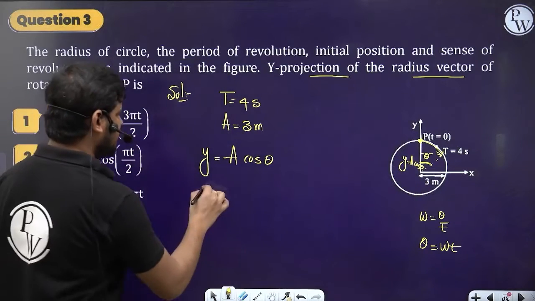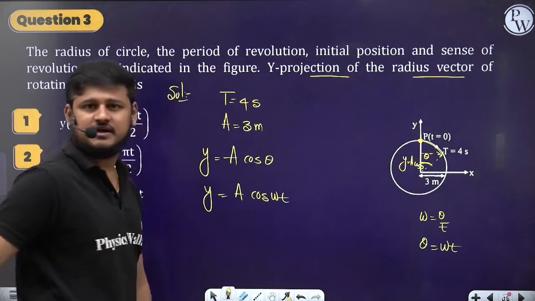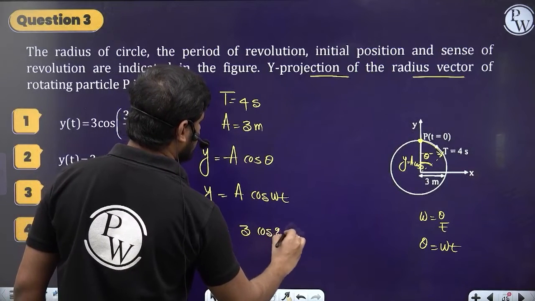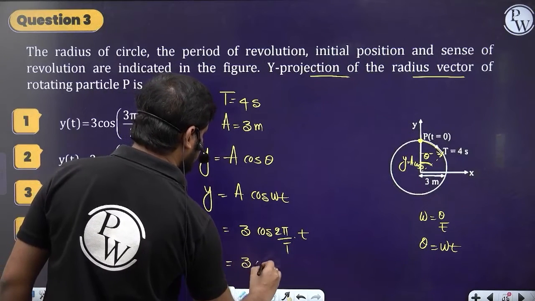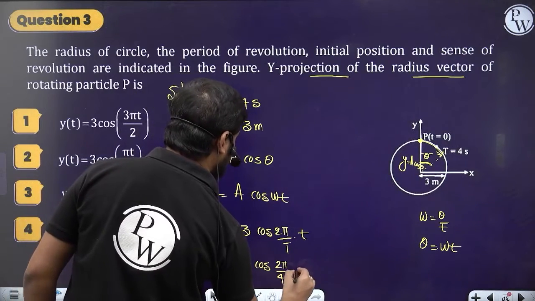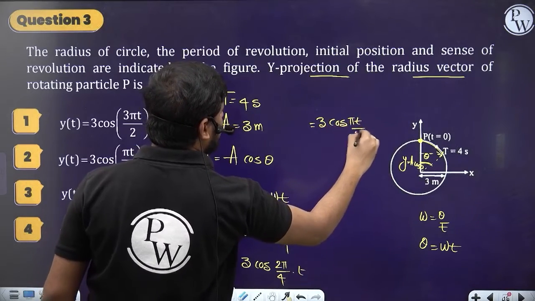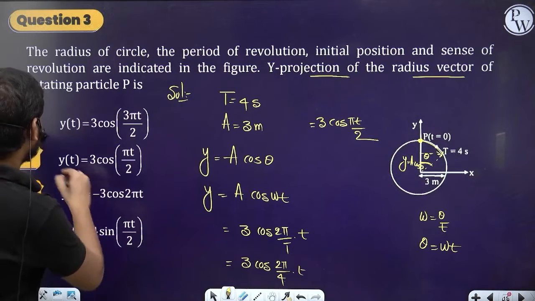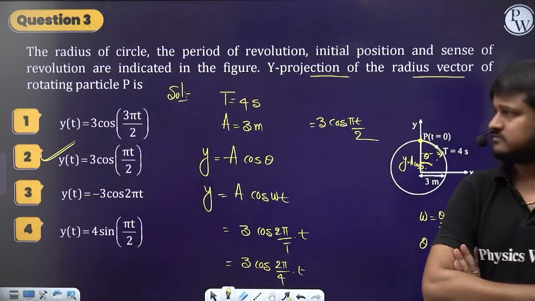Done. So then y is equal to a cos. In place of theta, what can we write? Omega t. Now substitute the values. What is a? 3 cos, 2 pi by T into t. What is the time period? It is 4, right? So 2 pi by 4 into t is pi by 2. So 3 cos pi t by 2. So option 2 is the correct one, guys. Understood everyone? Clear?